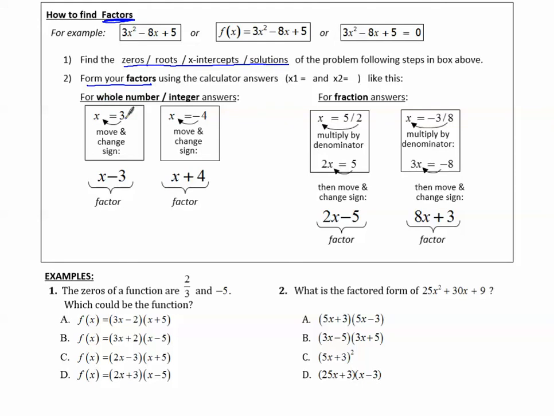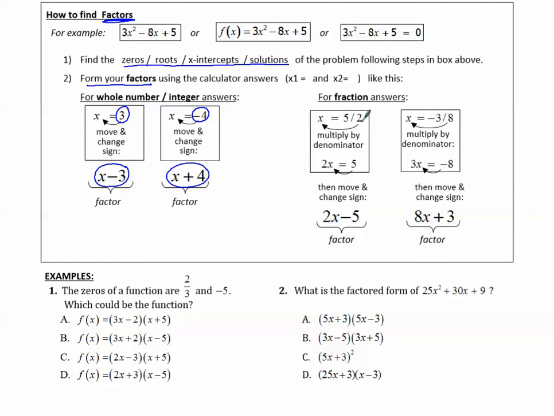If we get x equals 3, then we move the 3 over, and remember, change sides, change signs. We have to subtract it when it's positive 3. So with a positive 3 x-intercept, the factor becomes x minus 3. With a negative 4 x-intercept, the factor becomes x plus 4. Change the side, change the sign.